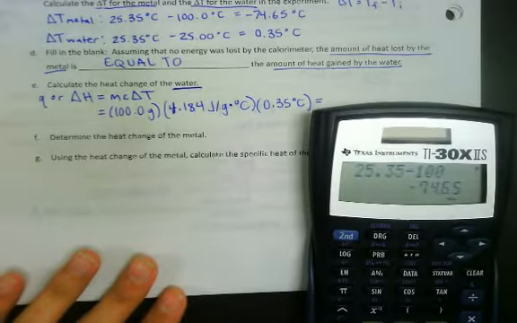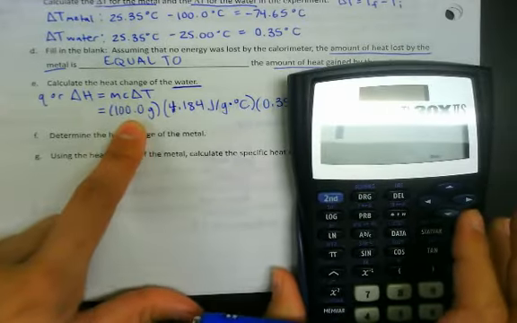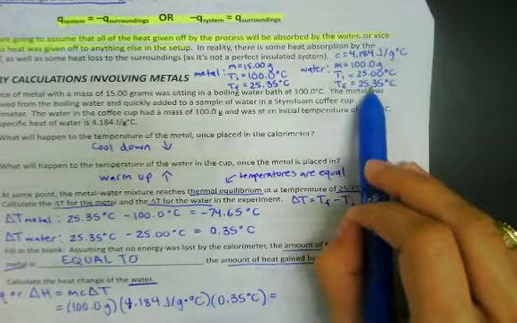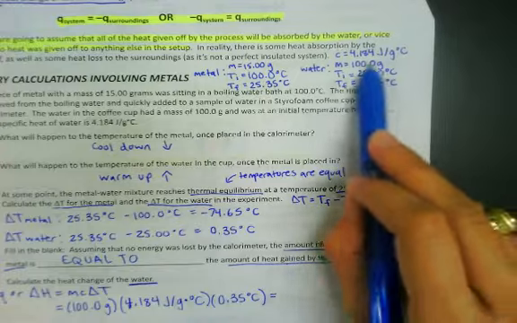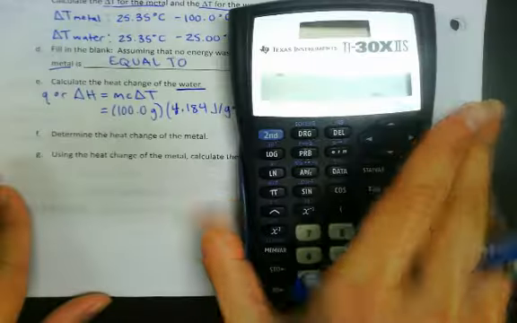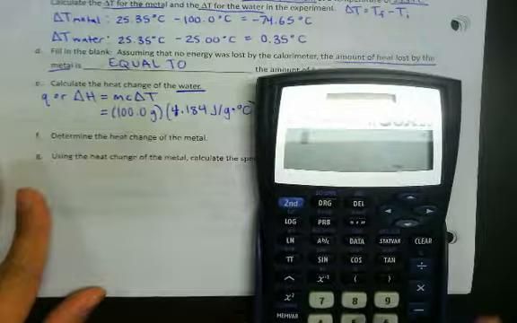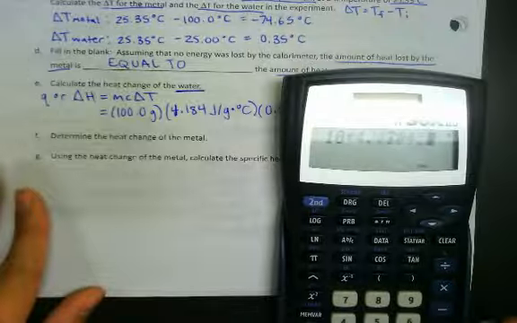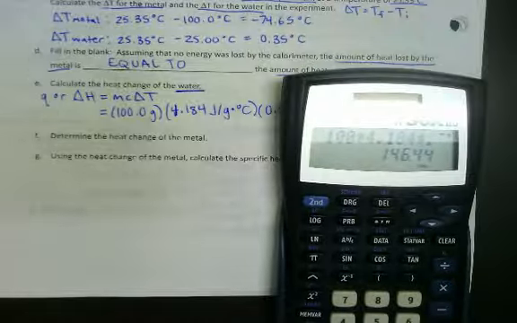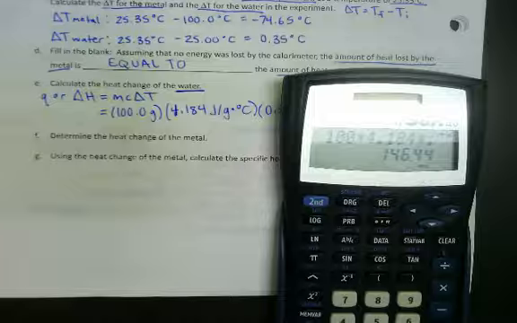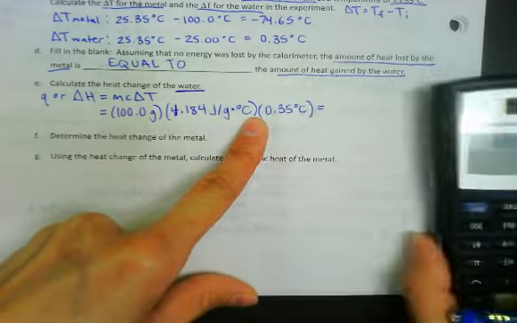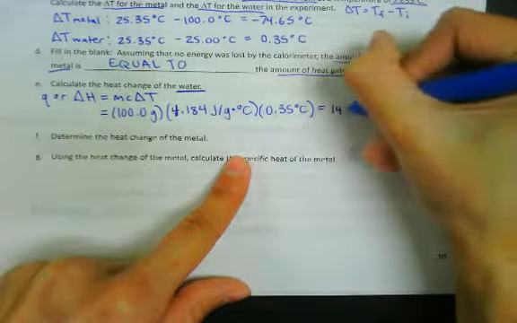And then we can calculate our answer in 4 sig figs, since all of our values for our water were given to us. Here we have these 3 values that all had 4 sig figs. Let's do 100 times 4.184 times 0.35. We get this value. And if you did your final minus initial temperature correctly here, then your heat change should have the correct sign associated with it.